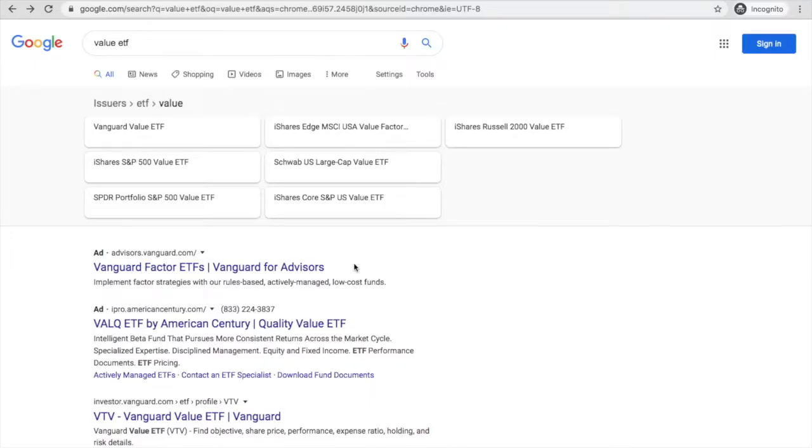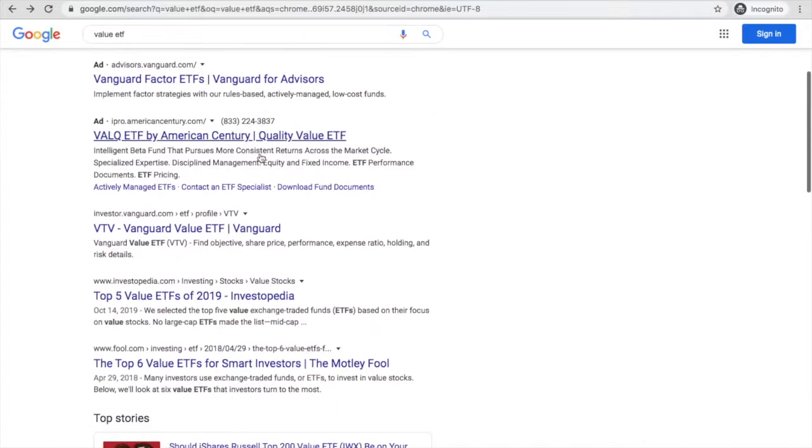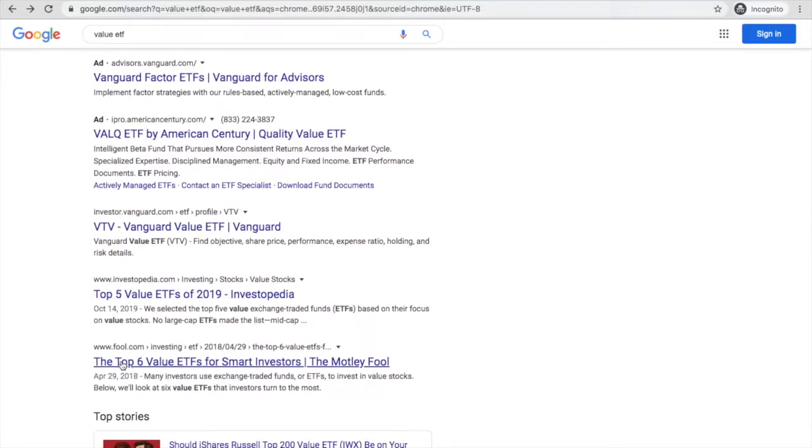All right, so for the next way I like to find undervalued stocks is to use value ETFs. So most of you probably know what an ETF is. It's just a collection of stocks that are usually put together by an investment fund. And so they have these value ETFs, which are basically a collection of potentially undervalued stocks. So you can just search value ETF and there's quite a few that you can look up.